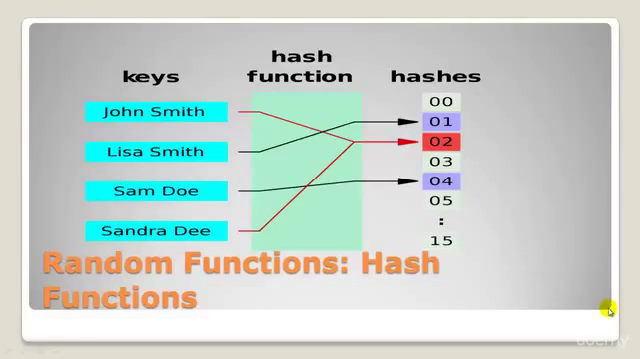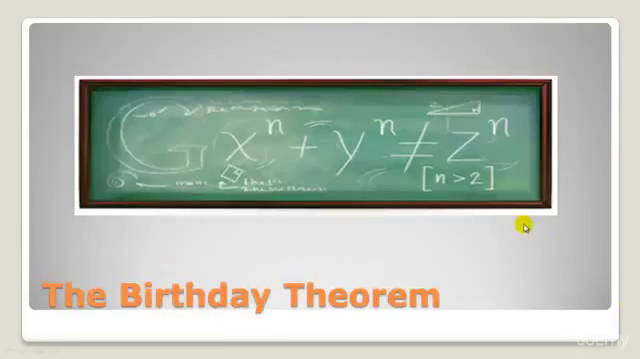In this tutorial we will be taking a look at the birthday theorem. So yep, it is exactly what it looks like. x raised to n plus y raised to n is unequal to z raised to n where n is greater than 2. This might go completely over your head and you might not understand any of these things.